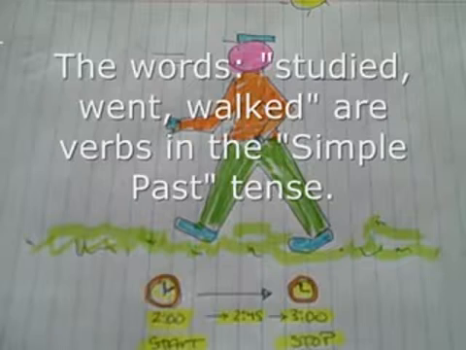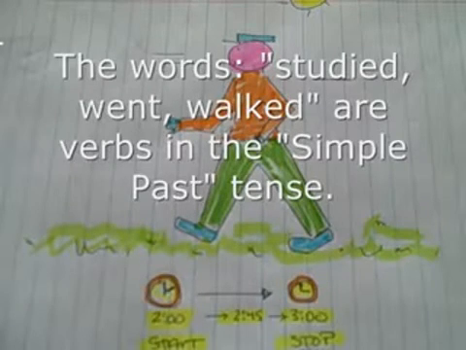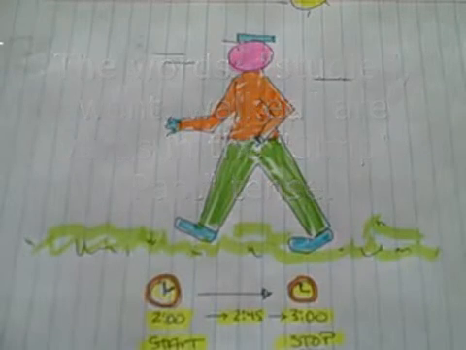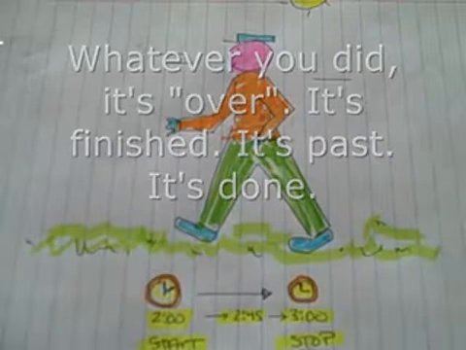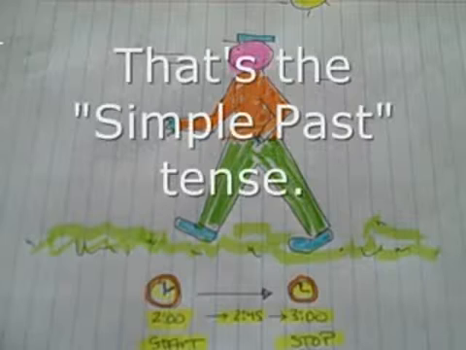The words studied, went, walked are verbs in the simple past tense. Whatever you did is over, it's finished, it's past, it's done. That's the simple past tense.